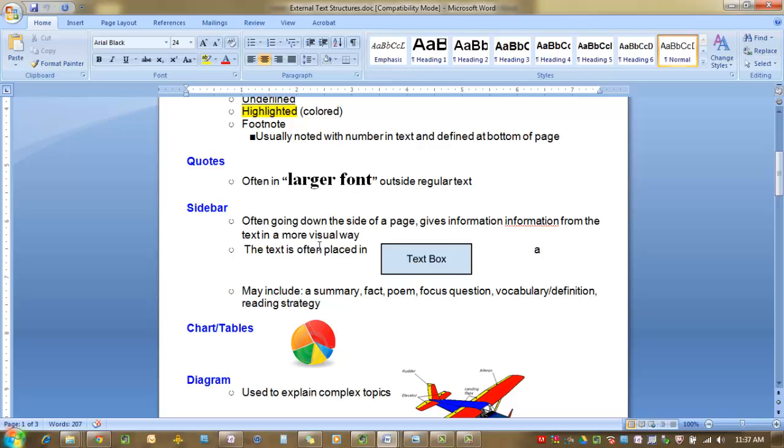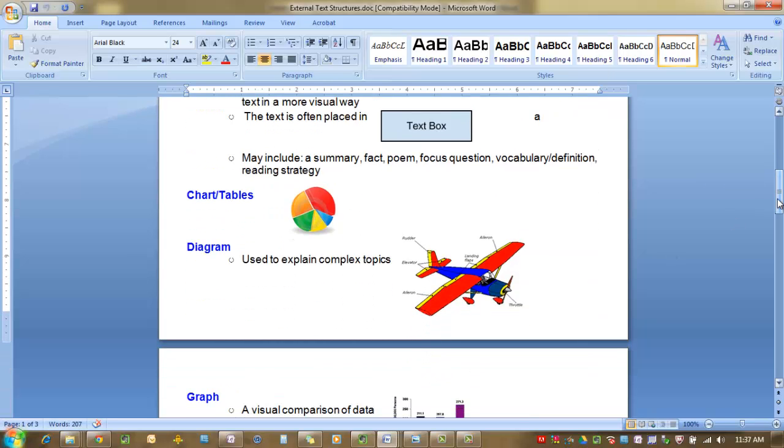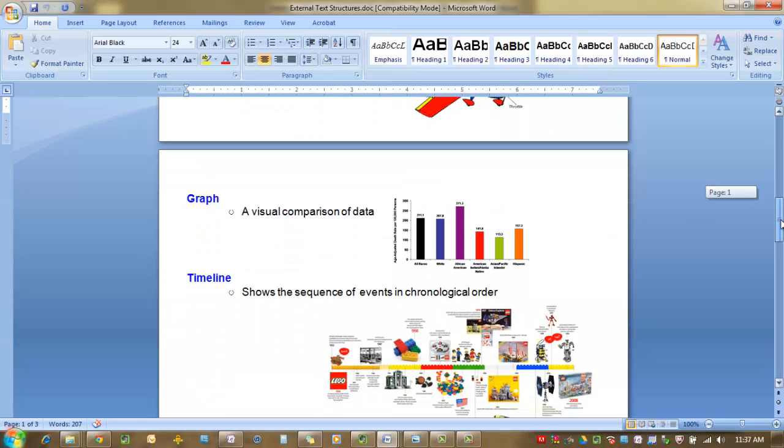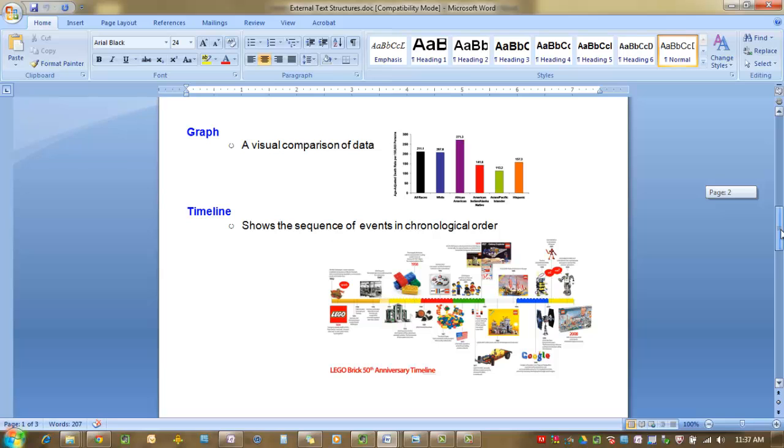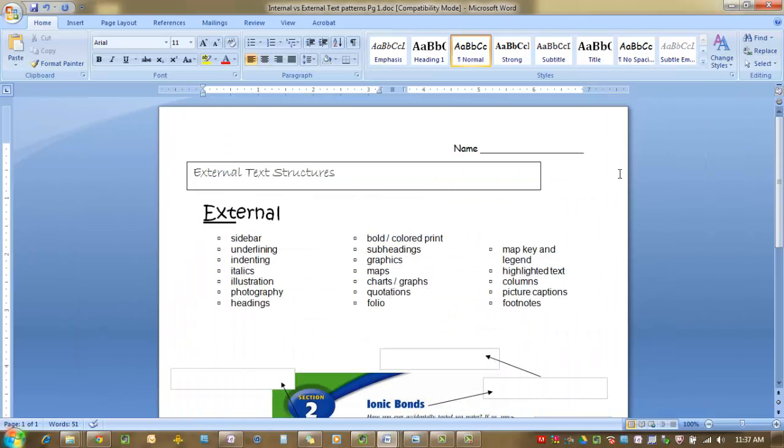A sidebar. We'll look at one of those in a minute too, and there's a definition of it. Charts and tables, where you get information in a graph or some sort of chart. A diagram is a picture that has an explanation on it. A graph is very much like a chart, and a timeline. So all those are definitions that you may want to go back to.